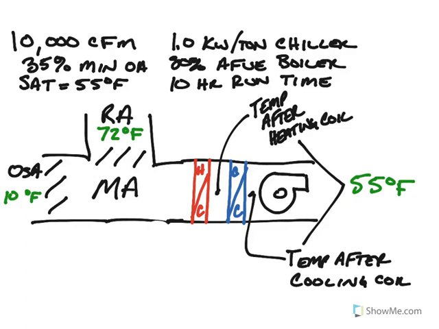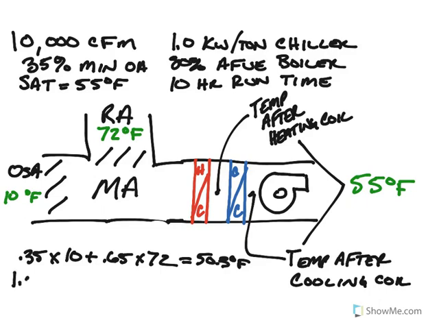So we can say 0.35 times 10 plus 0.65 times 72. So 35% at 10 degrees, 65% at 72 degrees, and that gives us 50.3 degrees. So if we're at minimum outside air, our mixed air temperature is going to be 50.3 degrees, which is not enough. We need to heat it up. So the temperature after the heating coil right here is going to be adding some heat through this heating coil. And so now we have to figure out how much heat.